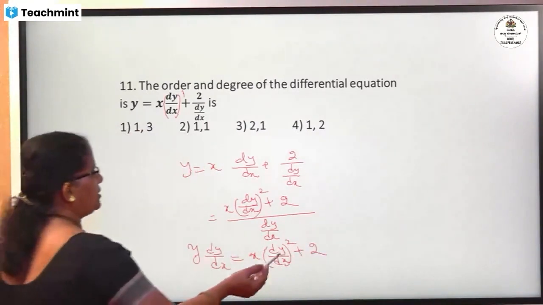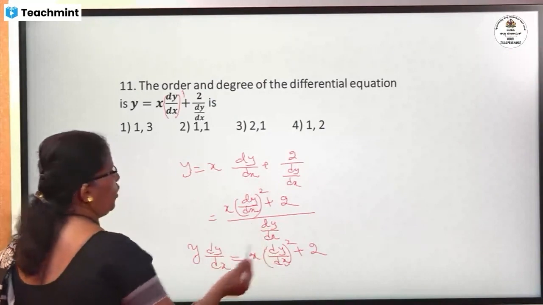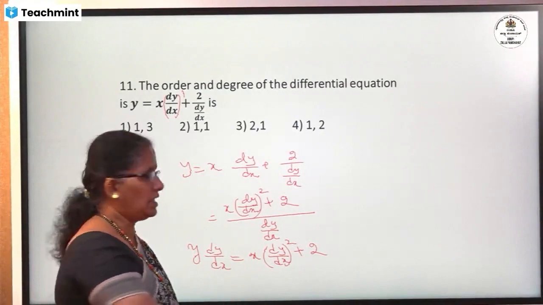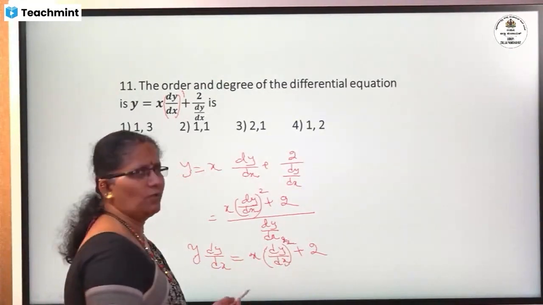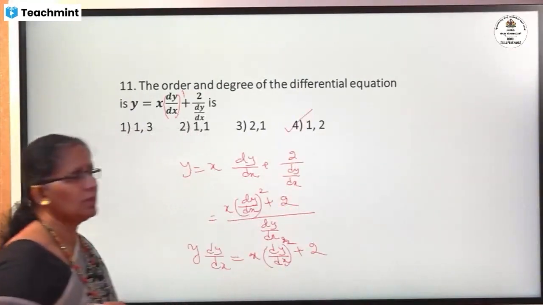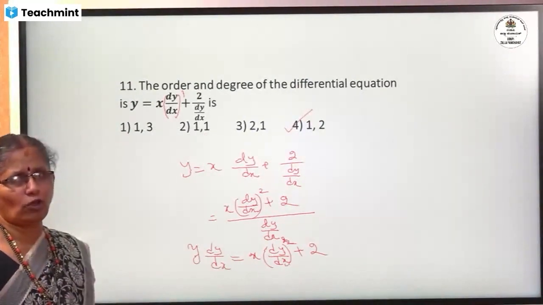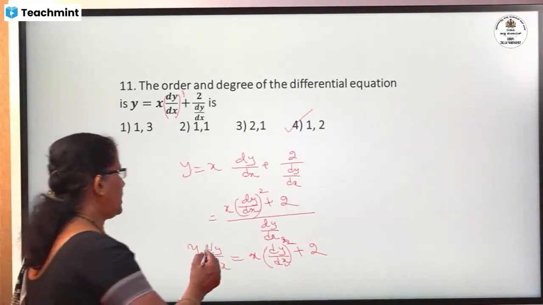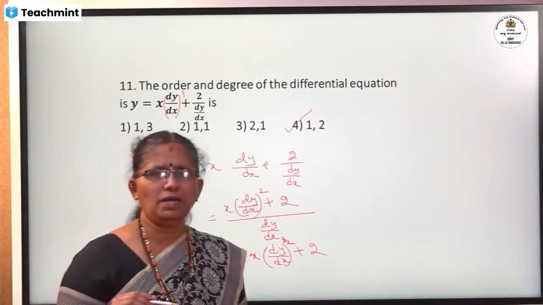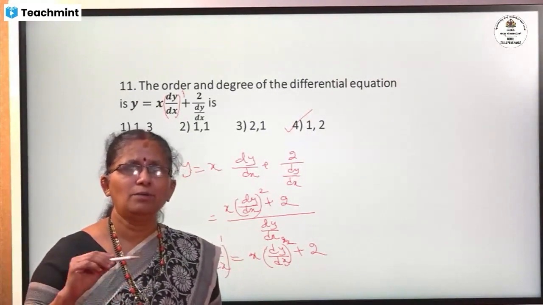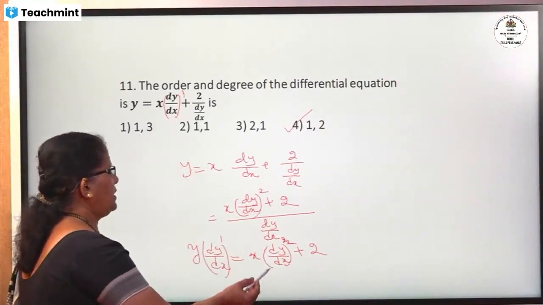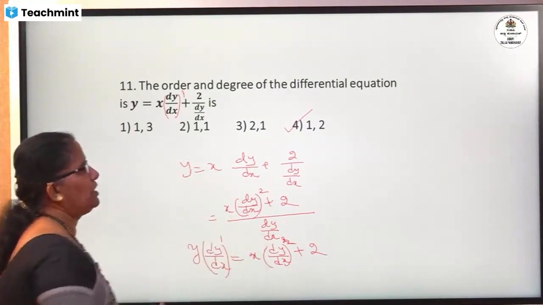So what is the order? Only the first order derivative is present. Therefore, the order should be 1. And what is the degree? Degree is the power of dy by dx. And what is the power of dy by dx? Is 2. So what is the answer? Is the fourth option. Understand that you may think that here dy by dx is raised to the power 1. Okay, so when we say degree, what we mean is the highest possible power of a particular function or particular term. Here the particular term is dy by dx, its highest power is 2, therefore degree is 2.